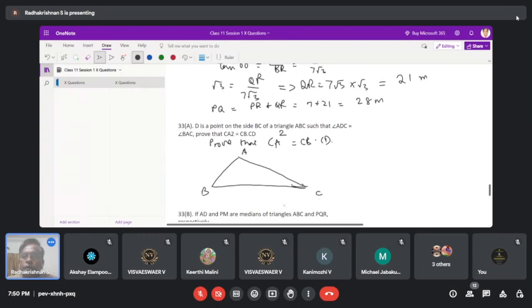D is a point on the side BC, such that angle ADC, we will connect AD, angle ADC is equal to angle BAC. Now you have to prove that CA square equals CB into CD.